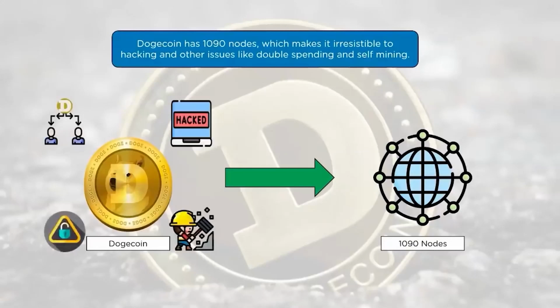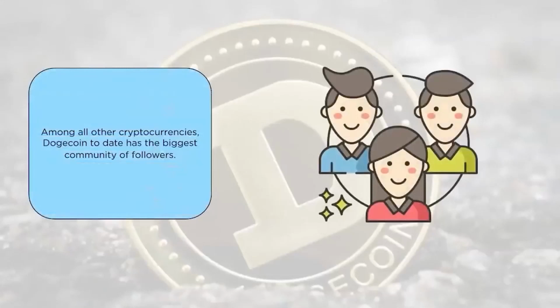Number 2. Huge and interactive community of followers. Among all other cryptocurrencies, Dogecoin today has the biggest community of followers. They genuinely believe that Dogecoin will rule the future, and this unity proved to be an advantage for Dogecoin. For instance, once China banned all the payment companies dealing with Bitcoin.